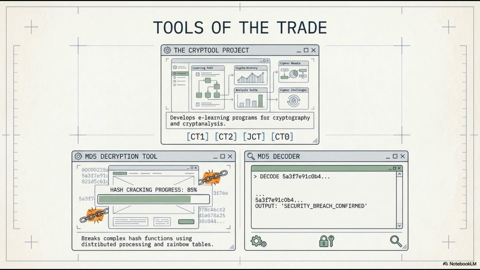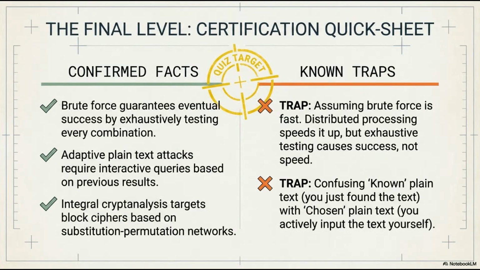Finally, we wrap up with slide 15, the final level, certification quick sheet. Let's do a rapid-fire review to solidify this for your exam prep. Confirmed facts versus known traps. Hit me with the facts first. Fact 1. Brute force guarantees success by exhaustive testing. Fact 2. Adaptive plaintext requires interactive queries. Fact 3. Integral cryptanalysis targets block ciphers and substitution permutation networks. SP networks. Got it. And the traps.